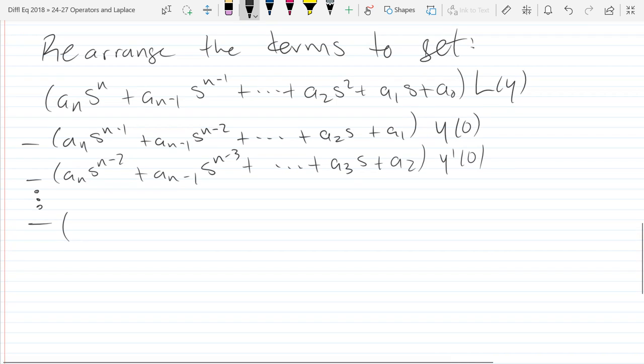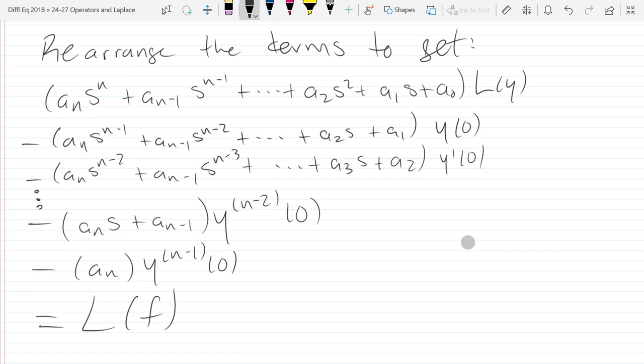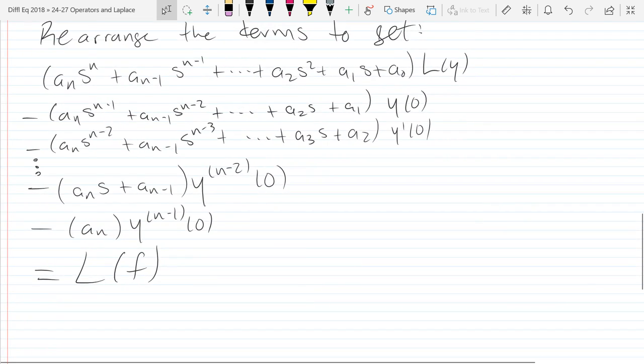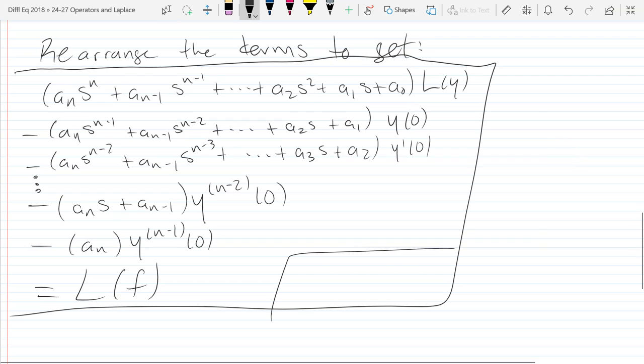And so now we'll go dot dot dot down to a_n s plus a_{n-1} times y^{(n-2)} of 0, minus a_n y^{(n-1)} of 0. All of this equals still L of f. We didn't change the right side of the equation at all. So in your book, this is 27.41, in case I had made a mistake on one of the superscripts or subscripts. Hopefully I didn't.